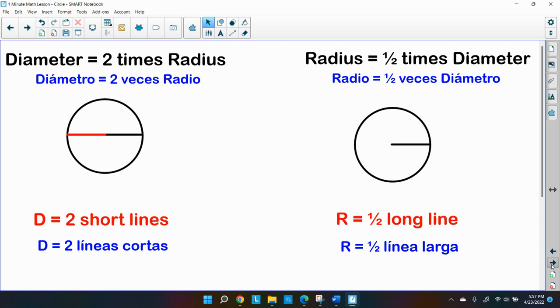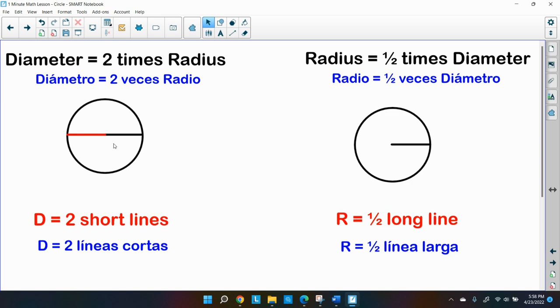So diameter equals 2 radius or radii. Radius equals half the diameter. A diameter, here we have a circle with a long line in it or two short lines in it. So it's a long line that cuts a circle in half, and radius is half of that long line. So the radius is half of the long line, and the diameter is two of those short lines put together, or just a long line.